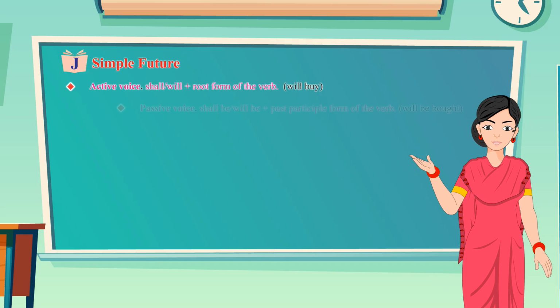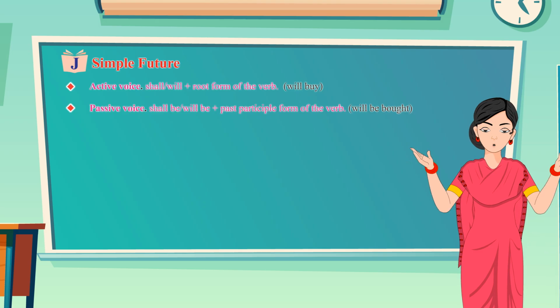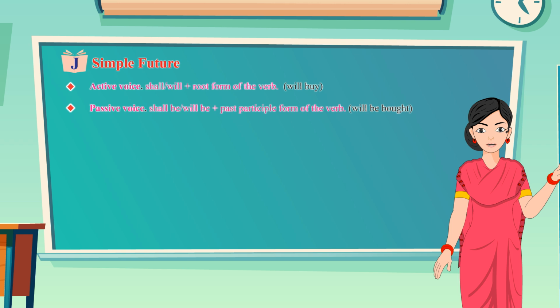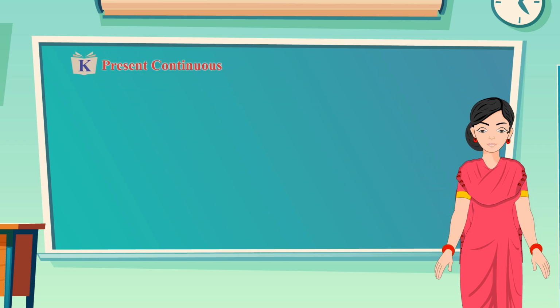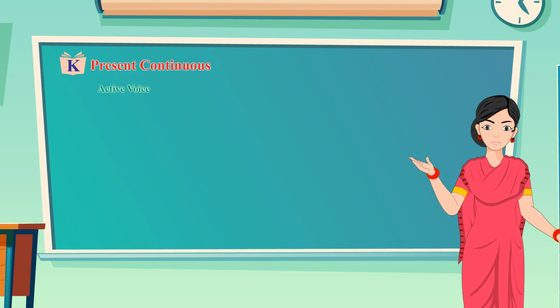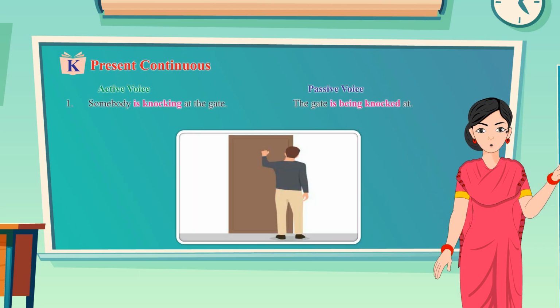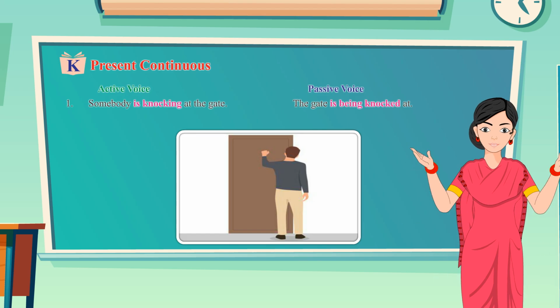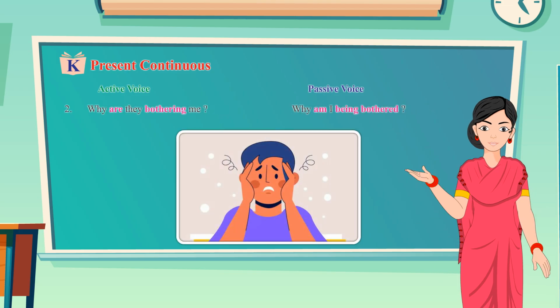Present continuous. Active voice, passive voice. 1. Somebody is knocking at the gate. The gate is being knocked at. 2. Why are they bothering me? Why am I being bothered? Active voice: is, am, are plus ing form of the verb, is knocking. Passive voice: is, am, are plus being plus past participle form of the verb, is being knocked.